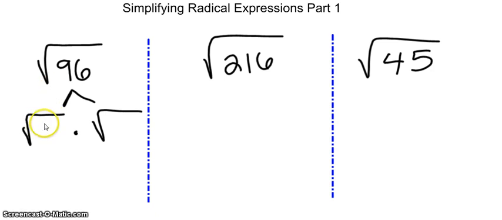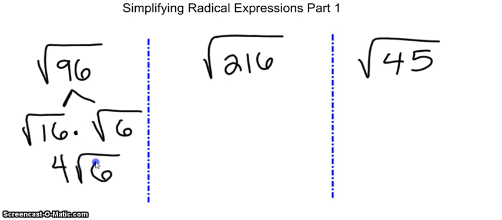into the square root of 16 times the square root of 6. 16 is a perfect square, so the square root of 16 is 4. Root 6 is simplified as far as it can go, so therefore our final answer is 4 root 6.